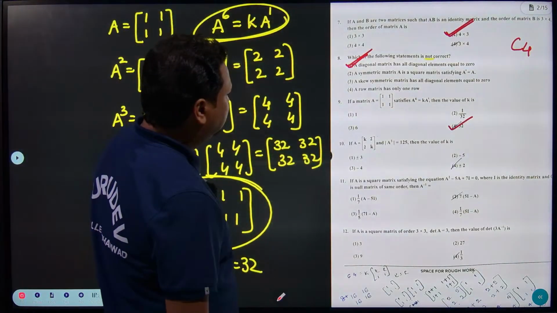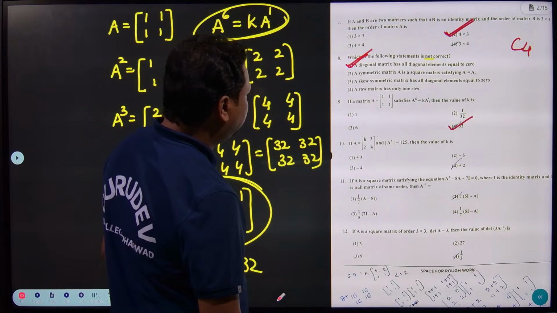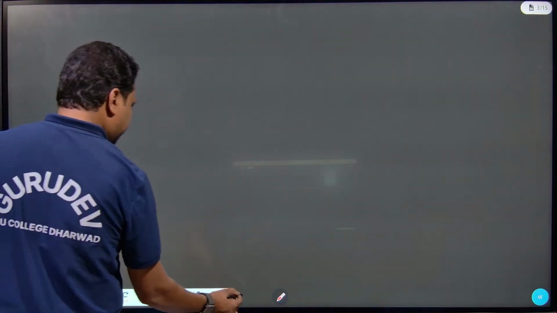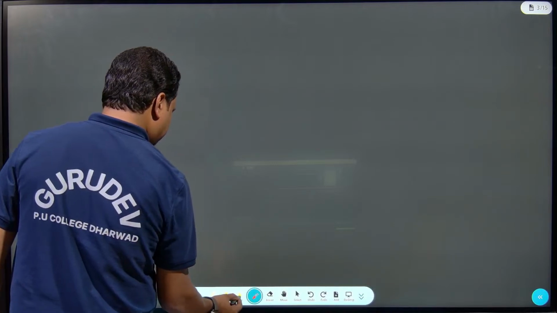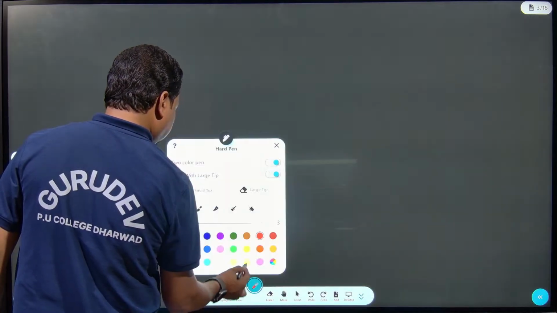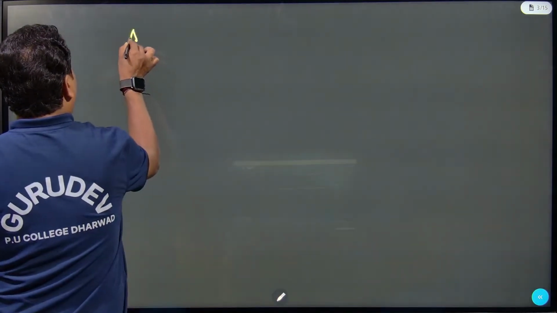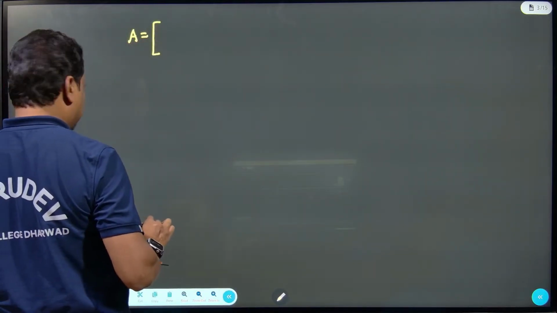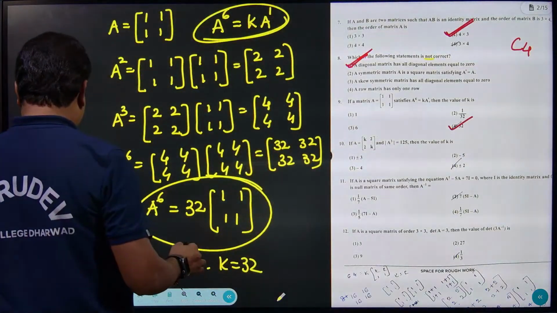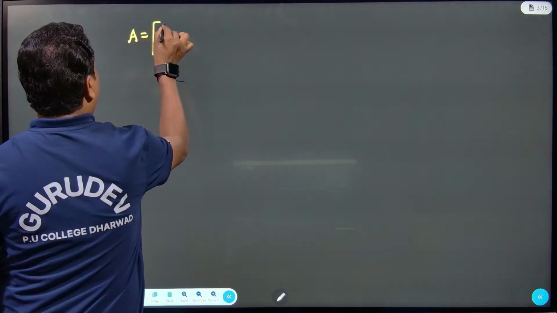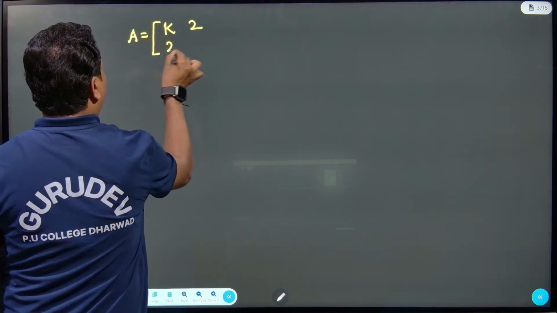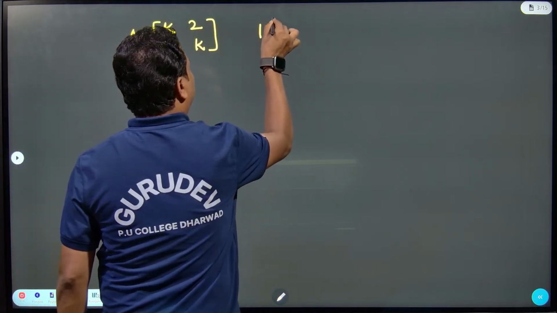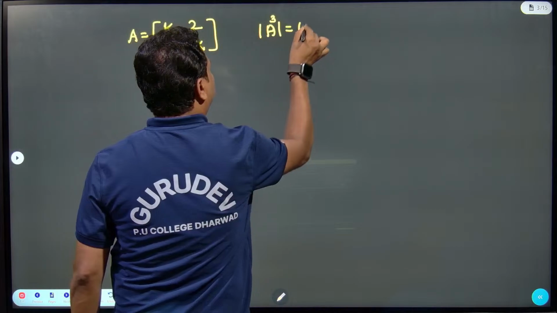Okay. A is k to 2k. We'll go for the next one. A matrix is given as k to 2k, and determinant of A cube is equal to 125.